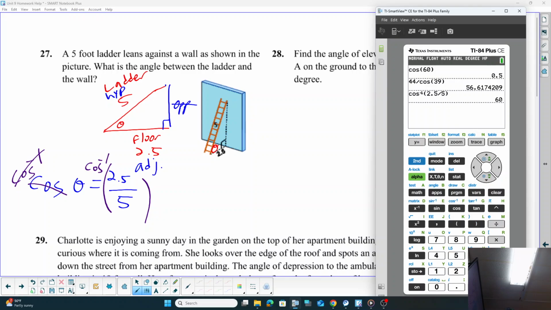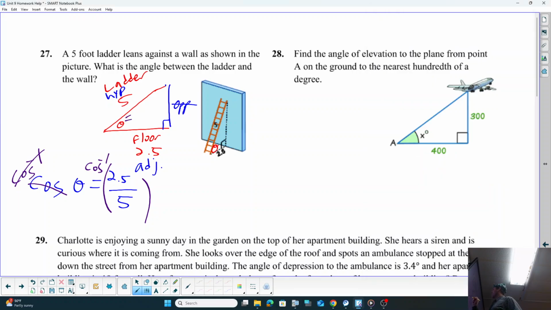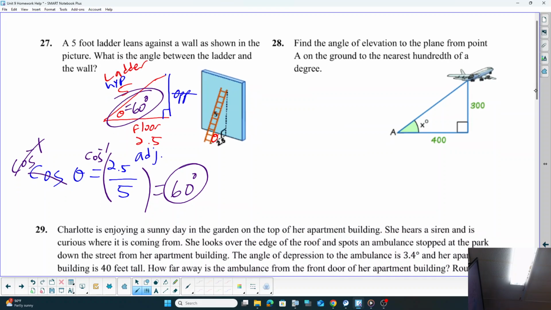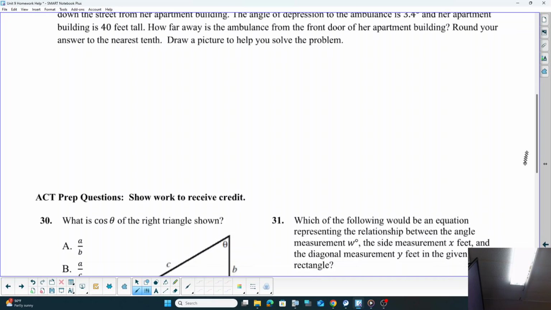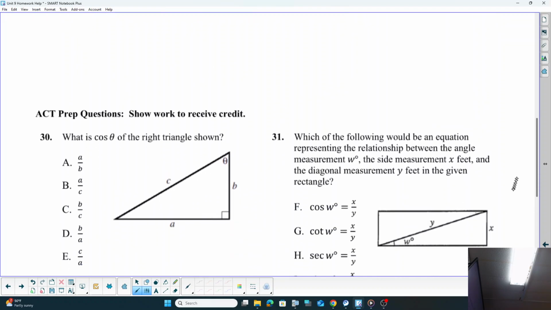That will give us our answer. That's going to be 60 degrees. Look at that. We found our answer. You found it. 60 degrees. You're amazing. So you try number 28 on your own now, and 30 as well. 31.